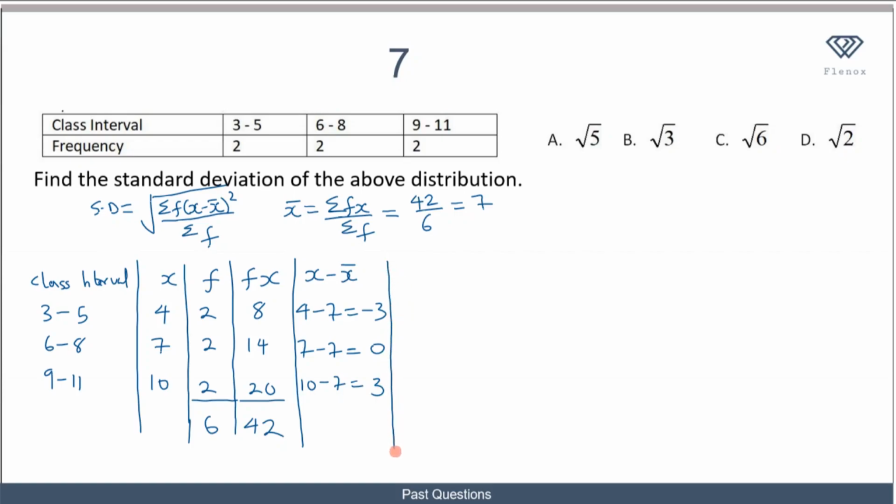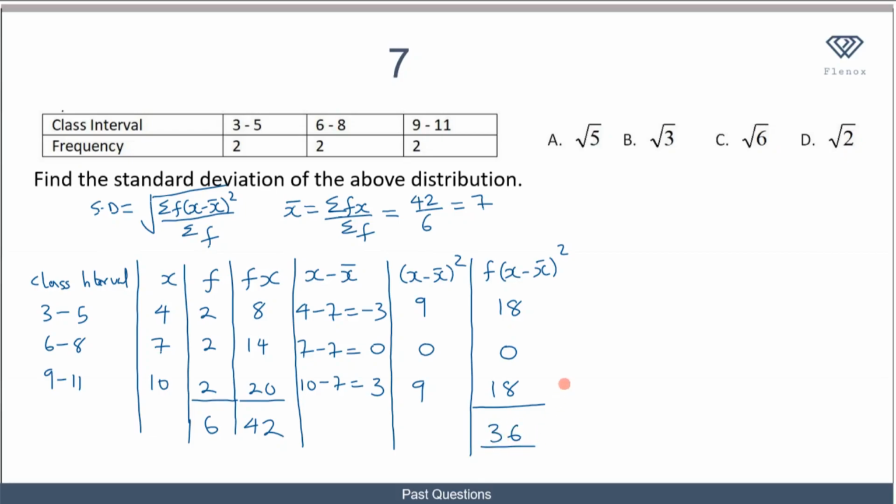So the next step is to find the square. So I have x minus x bar squared. So minus 3 squared gives me 9, 0 squared gives me 0, and 3 squared gives me 9. So finally, I need to multiply it by the frequencies. So I multiply the frequencies by x minus x bar squared. So what is 2 times 9? I get 18. 2 times 0, I get 0. And 2 times 9, I get 18. So now I can find the sum. So 18 plus 18 gives me 36.